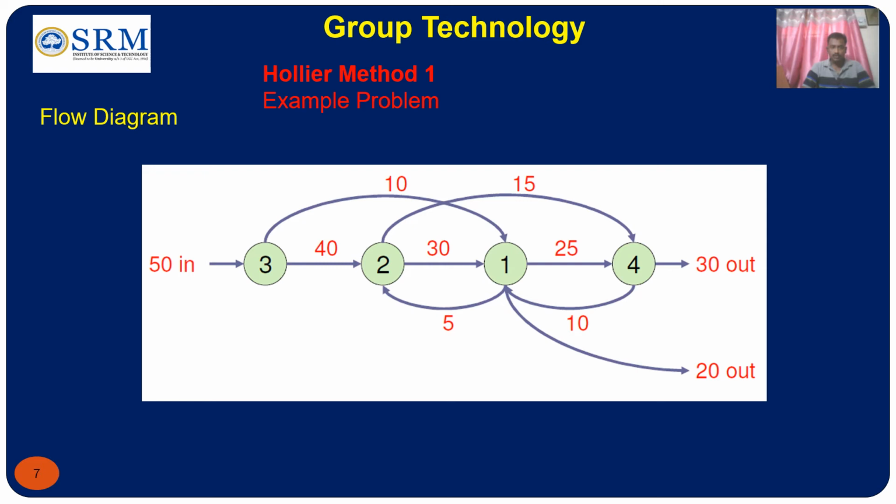You have to clearly study the problem and you have to draw the flow diagram. So based on the problem, we have drawn a flow diagram, and this 3 2 1 4 is the machine sequence that we have achieved from the whole year method 1.